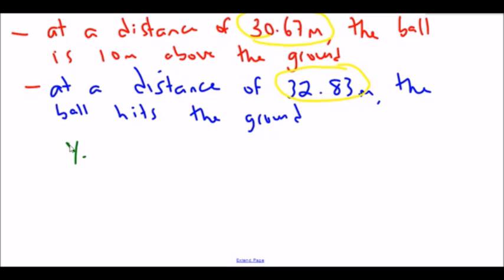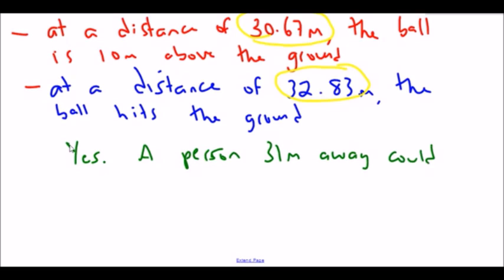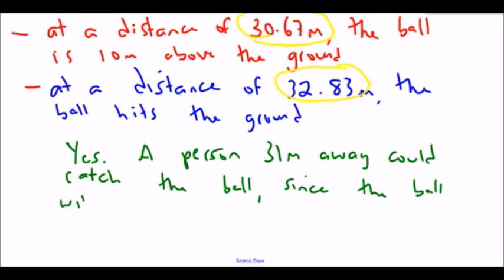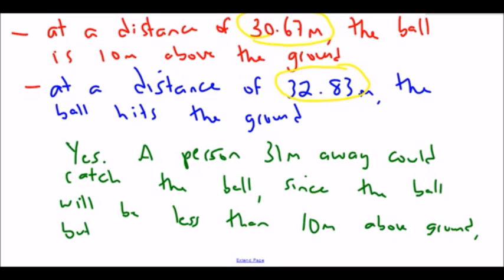So I would say that yes, a person 31 meters away could catch the ball since the ball will be less than 10 meters above ground, but not yet on the ground.